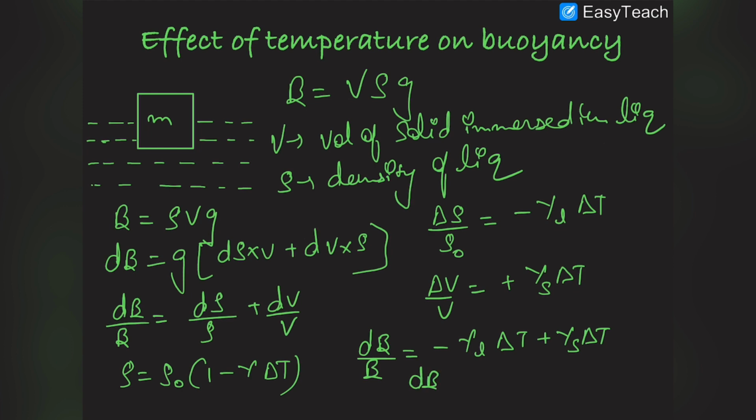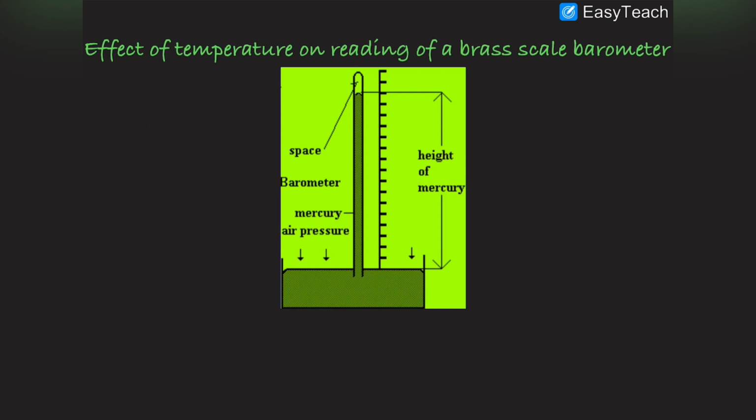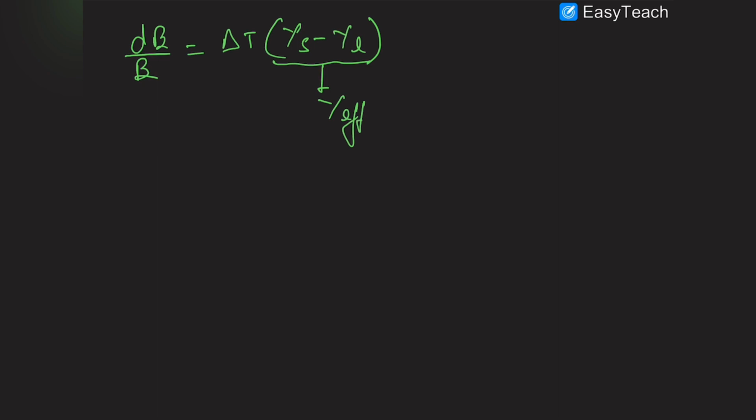So dB by original buoyancy B will be equal to delta T into (gamma solid minus gamma liquid). And this gamma solid minus gamma liquid is also called gamma effective. So dB upon B will be equal to gamma effective delta T.